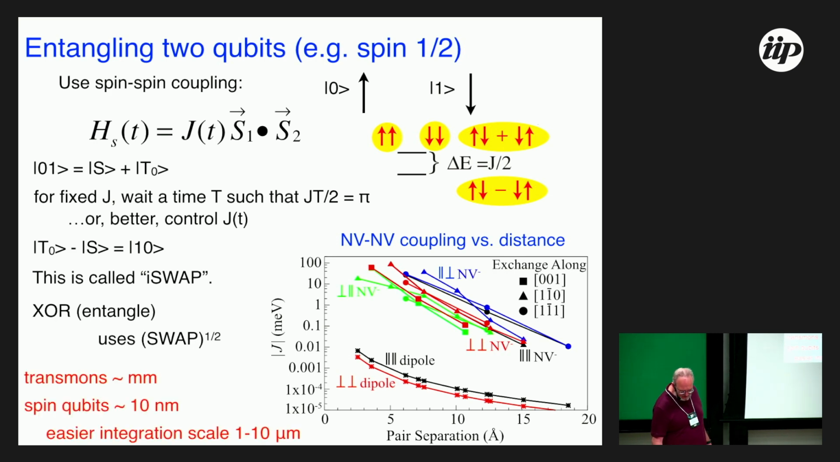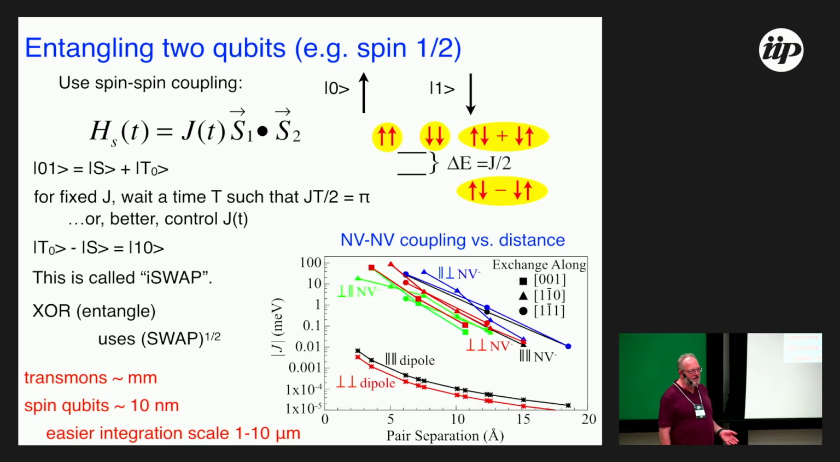So the basic issue is that your transmons are big and your spin qubits are small. If you know how to use these beautiful integration tools that we have, that ASML and others provide for designing various systems, the integration scale that you want is really going to be in that 1 to 10 micron scale.